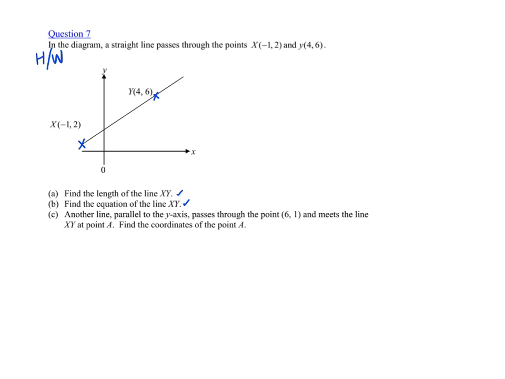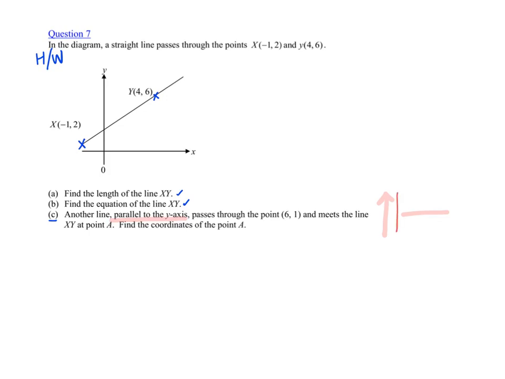So that leaves us with the harder portion, part C. So how do we do part C of our question? Another line parallel to the y-axis. How do you draw a line that's parallel to the y-axis? What does it look like? Is it a vertical or a horizontal line? Which one does it look like, the y-axis? Well, a vertical, the y-axis looks something like that, isn't it? So it will be a vertical straight line.